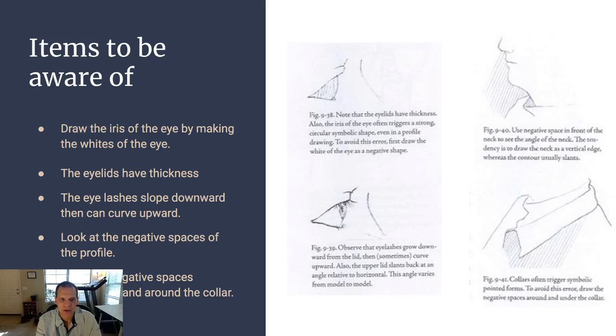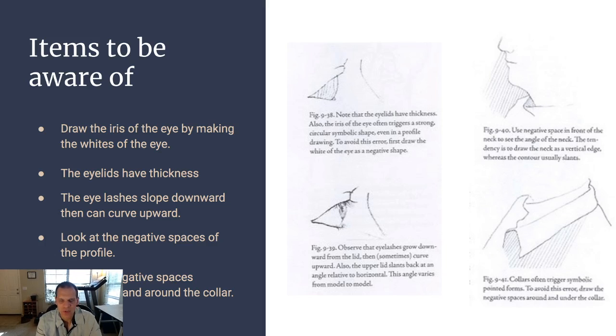Another thing of note is that the eyelids do have a thickness to them. That's evident in this illustration example. There's a thickness to the eyelid above the eye. Thirdly, the eyelashes will slope downward, and sometimes will curve a little upward after they slope downward. And the eye in general slopes up and then goes down, to the left or to the right.